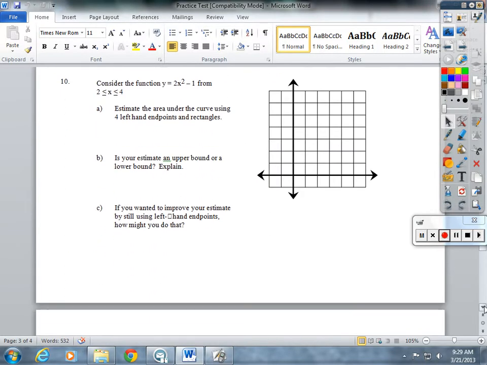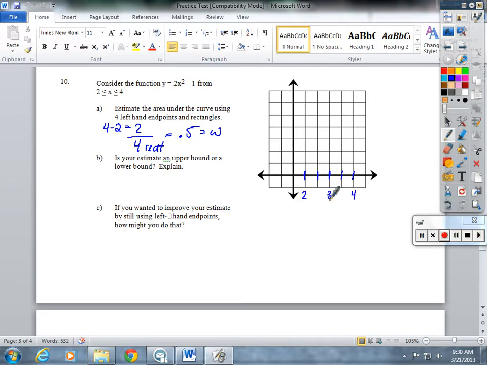Consider the function 2x squared minus 1 between 2 and 4. Estimate the area under the curve using 4 left-hand endpoints and rectangles. All right, so if we're going to do that, first of all, between 4 and 2, we've got to figure out the width. So 4 minus 2 is 2. Divide that by 4 rectangles, and we get 0.5 equals our width. So we're going to start at 2, and we're going to count by 0.5: 2.5, 3, 3.5, 4.